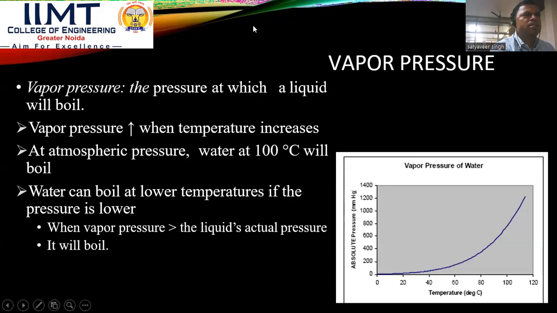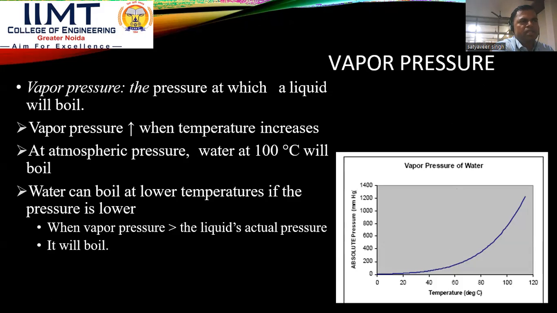Now the next fluid property is called vapor pressure. What is vapor pressure and how can it be understood? We have a graph here. On the x-axis we have taken temperature in degrees centigrade, and on the y-axis we have taken absolute pressure in mm of Hg. So we have to understand the effect of temperature on vapor pressure. Basically, vapor pressure is the pressure at which a liquid will boil. The pressure at which a liquid can boil is called the vapor pressure.